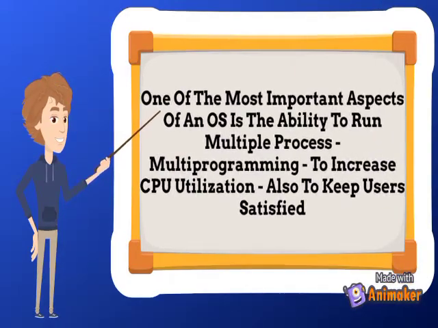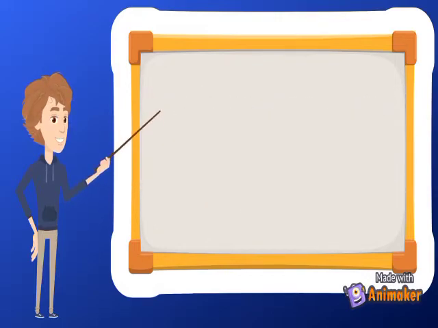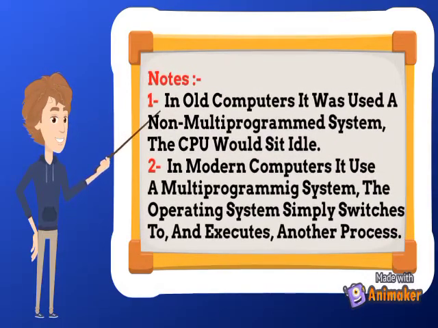The most important aspect of an OS is the ability to run multiple processes, multiprogramming, to increase CPU utilization, and also to keep users satisfied. Notes. 1. In old computers a non-multiprogrammed system was used, and the CPU would sit idle. 2. In modern computers that use a multiprogramming system, the operating system simply switches to, and executes, another process.